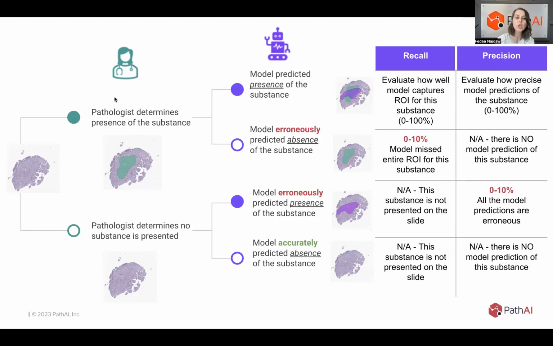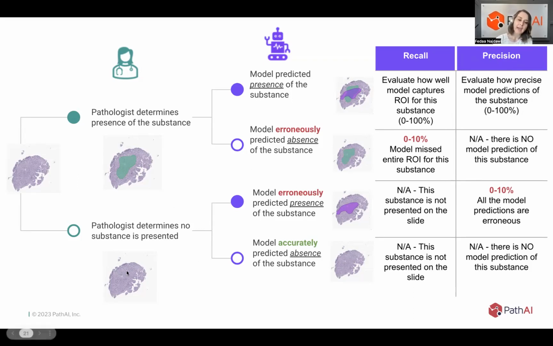Now, if you deemed that there is a certain substance or tissue region, and the model erroneously predicted the absence of that substance, then automatically recall would be 0 to 10%, because the model missed the entire region of the substance. On the other hand, precision itself is NA. As we said previously, that is based on the model prediction, and there is no model prediction of this substance.